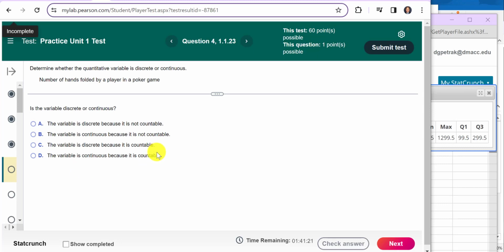Determine whether the quantitative variable is discrete or continuous. Discrete means it's countable. Continuous means it's a continuous phenomenon. There's nothing skipped. So it's the number of hands folded by a player. You can definitely count that.